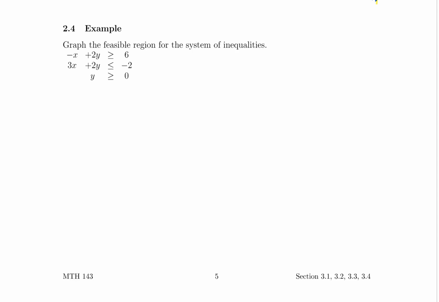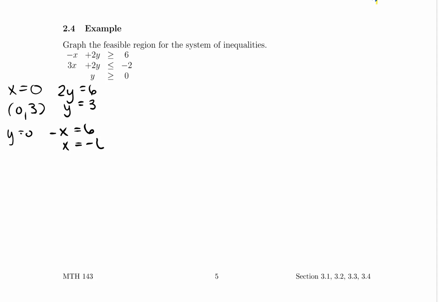Okay, let's take one more look at solving a system of inequalities. We'll start as we have before, so I'm starting with the first inequality, and I'm trying to find the x and y intercepts. So if x is equal to 0, then we get 2y equals 6, and so y would equal 3. And so we'll have the point (0, 3). If we let y equal 0, then we'll have negative x equals 6, and so x will equal negative 6. So we have the point (-6, 0).